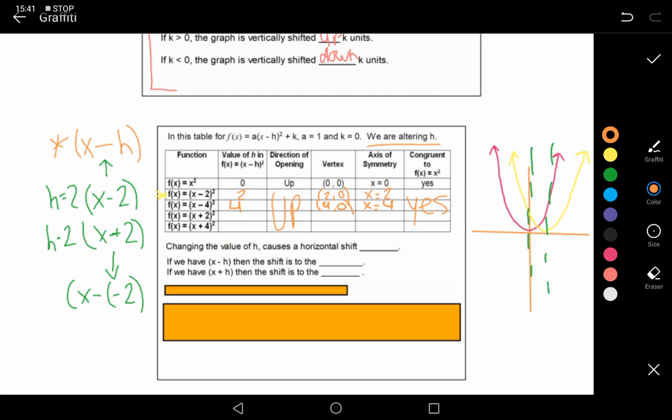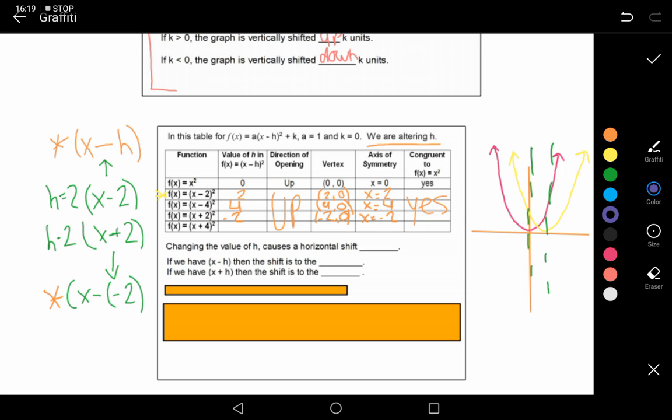And again, you can see a pattern, right? Be careful with this negative positive situation. So our h value in this next one is actually negative 2. And that's because when I sub it into my equation, it already says x minus h. So when I sub in a negative, that actually is going to look like plus 2. So my h value is negative 2, which means my vertex is going to be negative 2, 0. And my x is going to be negative 2.